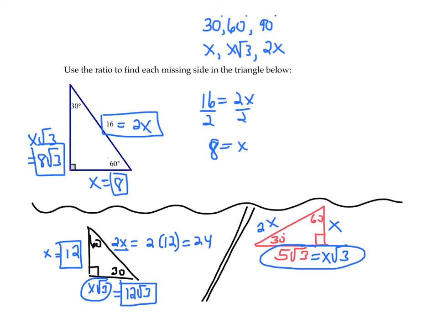So 5 square root of 3 is equal to x square root of 3. We've got to take and divide both sides by the square root of 3. And that simply tells me that x is equal to 5. So this side of the triangle is 5, the short leg, and the hypotenuse has to be 2 times 5, or 10. All right, good luck on the CYU.